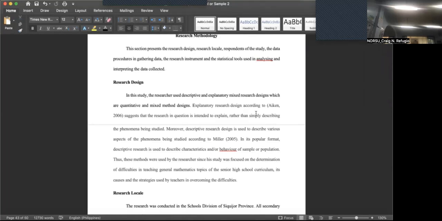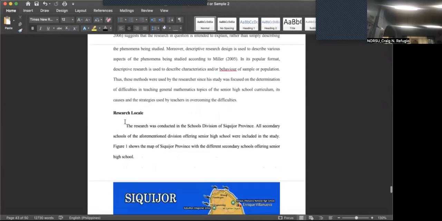You can copy everything in here, and then you are going to change topics to learning competencies. And you can copy Miller 2005, ICANN 2006. But you are going to add two more literature: two more for descriptive and two more for the explanatory method. Is that clear to all? Yes, sir.